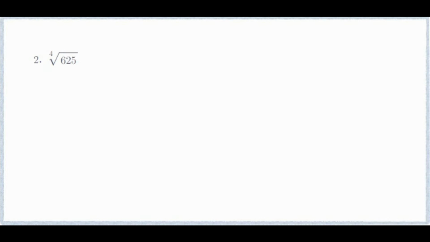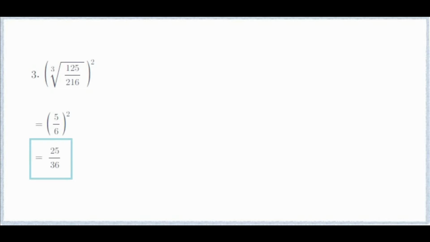For this example, all we need to do is take the 4th root of 625, so we get 5. For this example, we take the third root of 125 over 216 and then take that to the second power. So, taking the third root, we get 5/6 to the second power is 25 over 36.